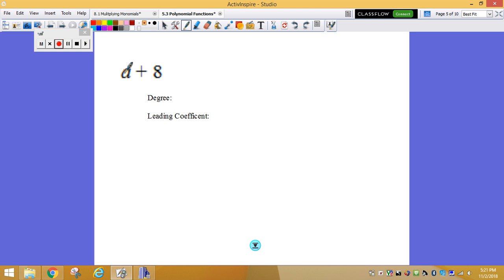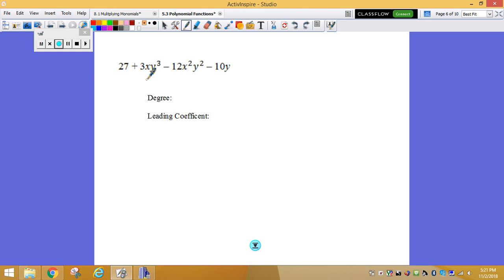Here, my leading degree. If there is no exponent, it's a 1. Well, this doesn't even have an a. So my degree is going to be a 1. My leading coefficient, the number in front of it, what do you put if there is no number? You put a 1. So my leading coefficient is also a 1.